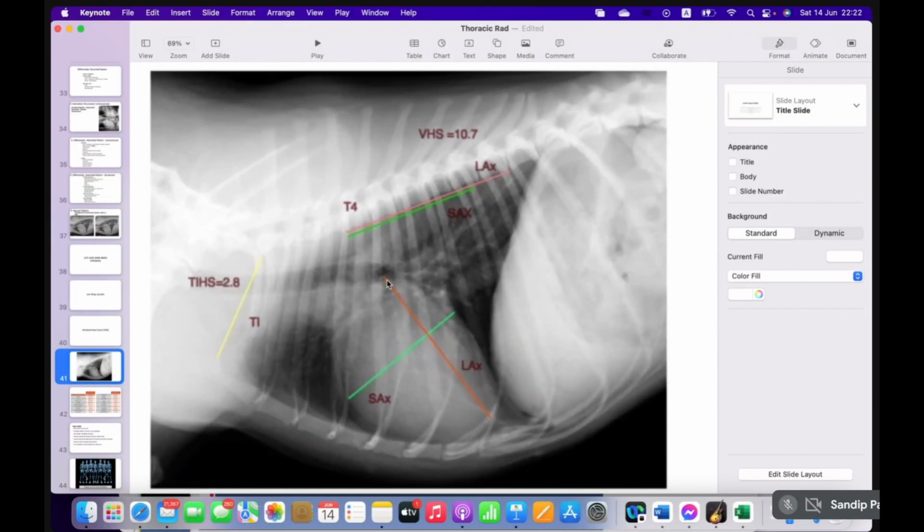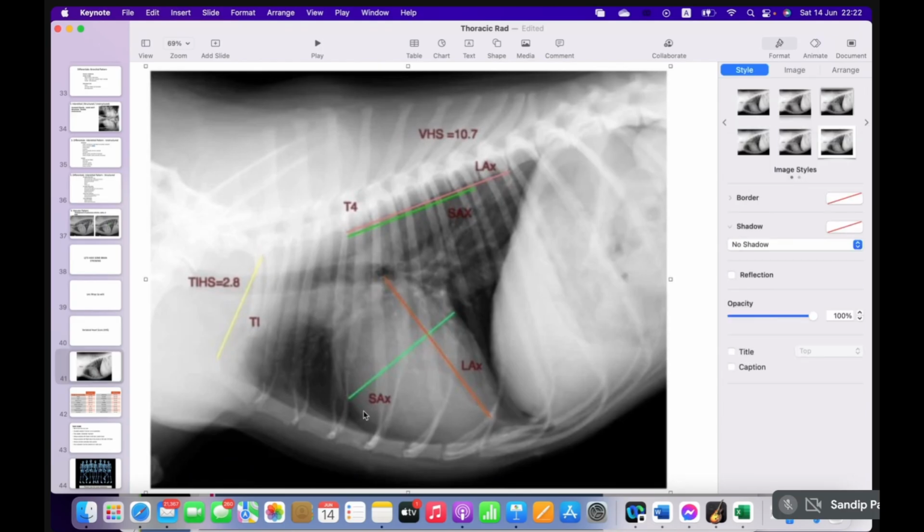So first we take the measurement from the carina all the way down to the apex, and in the middle of the heart, a little bit up in this area, we take the direct measurement. And these two measurements, we start from T4 all the way down here. So we take the measurement from here to here, and we put it here from T4 up to here. And this is the other side. Again, we start from here and we start counting.